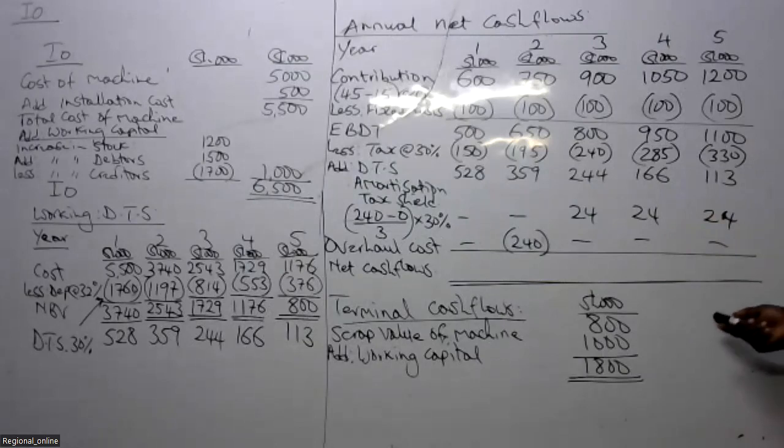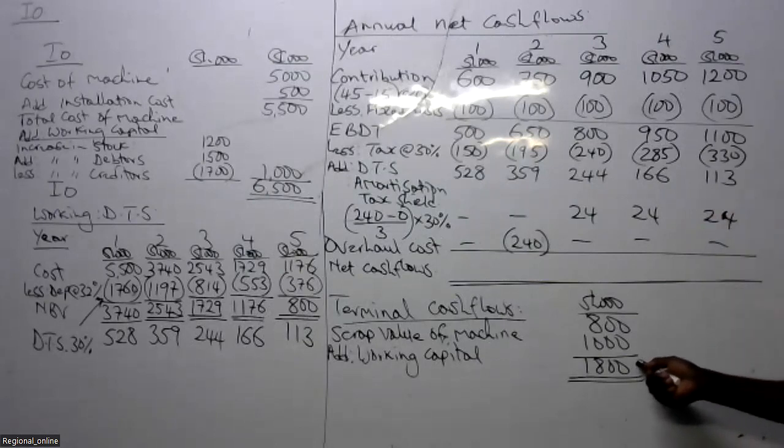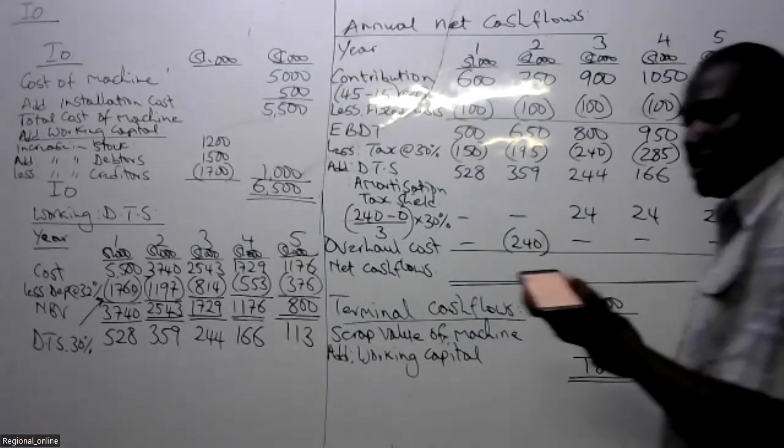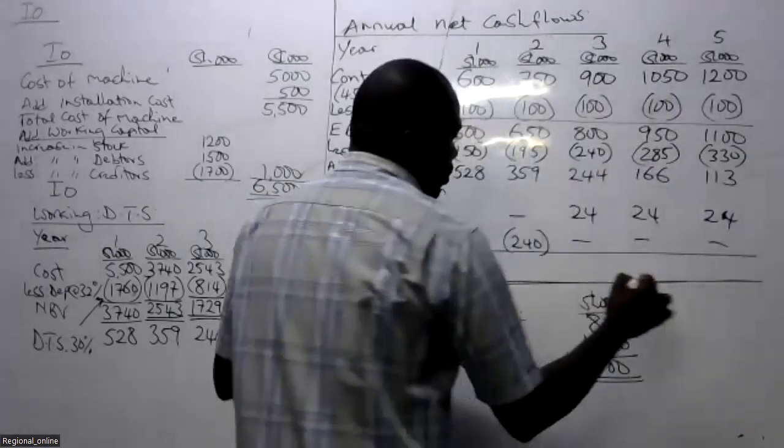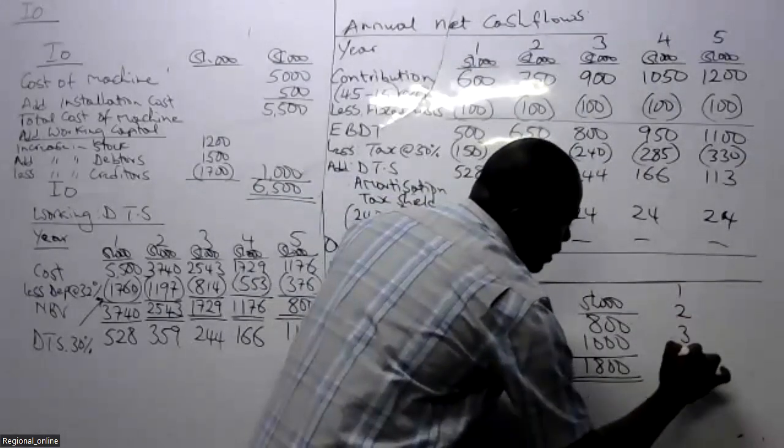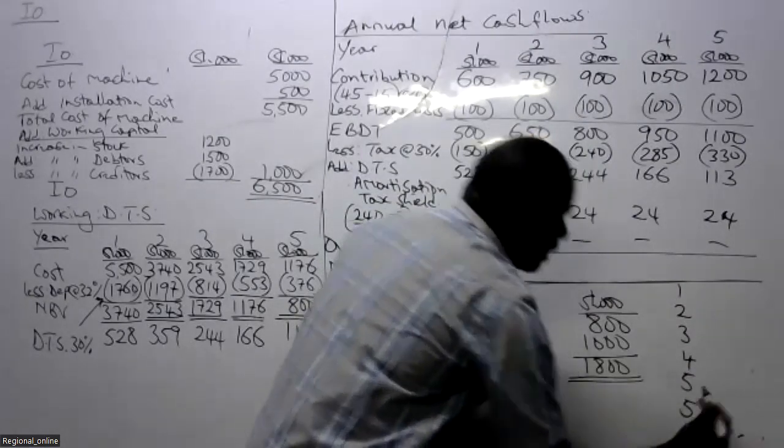But we appreciate that for year 5 there are two. We have year 5 here and we have another year 5 here. So I expect something of this nature: year 1, year 2, year 3, year 4, year 5, another year 5.